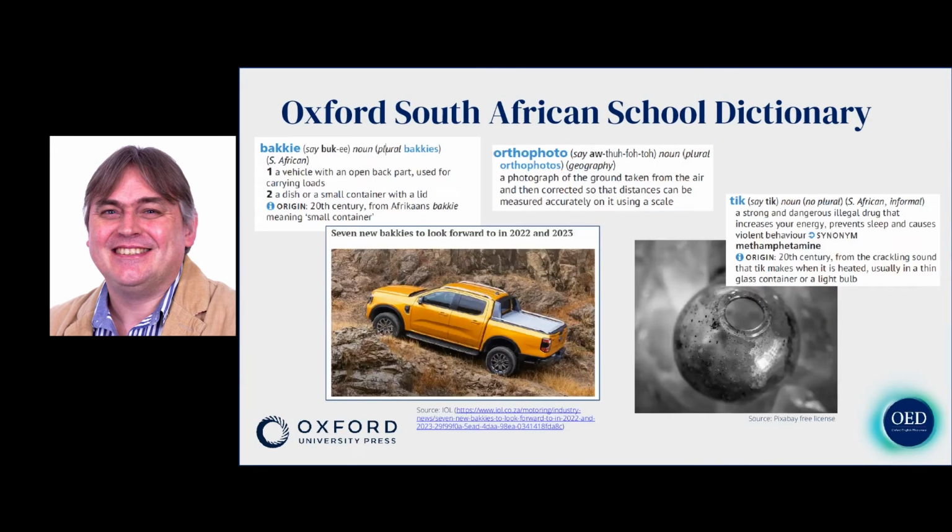Just quickly moving on from the Pocket Dictionary to the Oxford South African School Dictionary, which is the one that I mentioned is our best seller and the primary way in which we reach customers at school. Here you can see some examples from that, including the word Bucky. It's an interesting point to me that this vehicle changes name across the world. In Australia, for example, they refer to them as Utes, but in South Africa, they're very much known by the colloquial name Bucky.